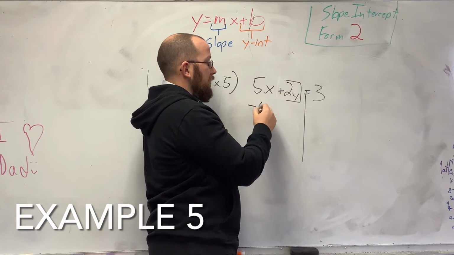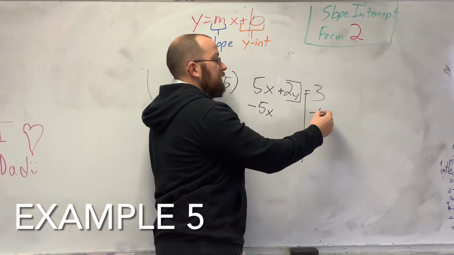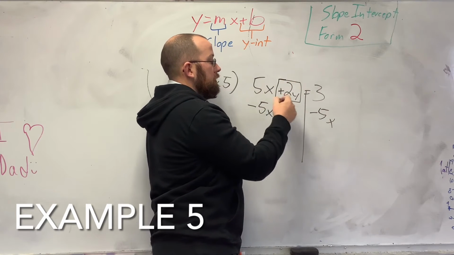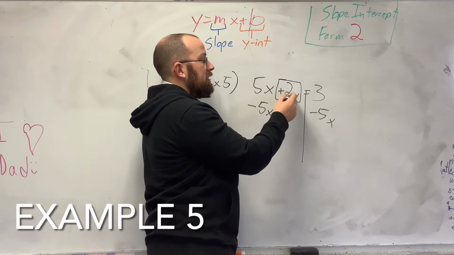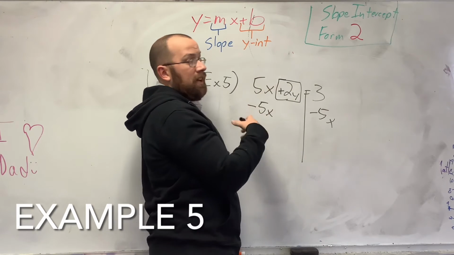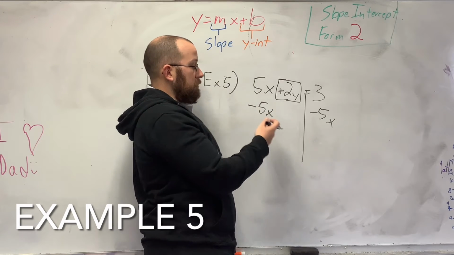So all I have to do is subtract 5x away. Do not try to divide 5x away. They're being added between the 2, they're not combined. The process between the 2y and the 5x is addition, so you just have to subtract it away.